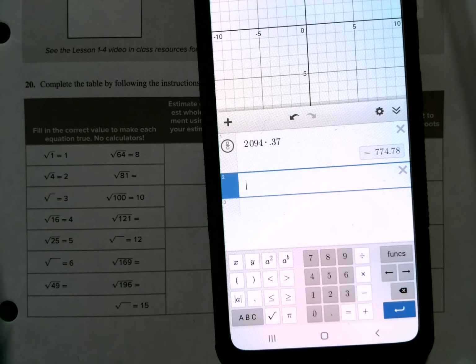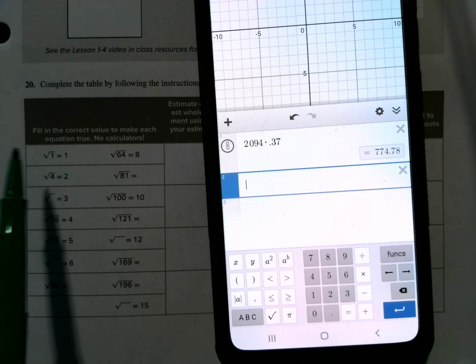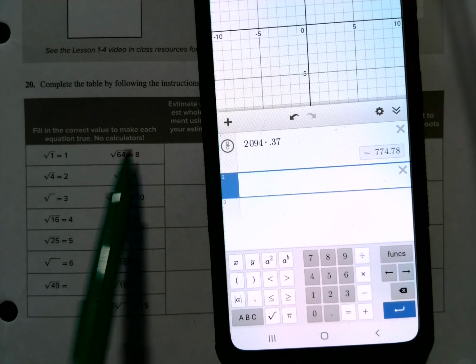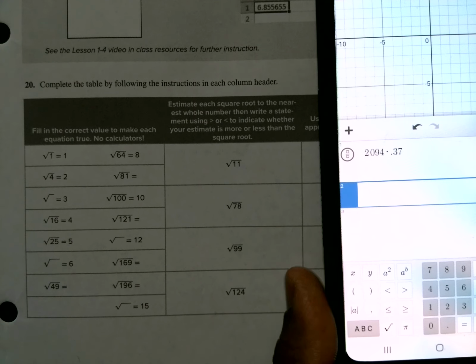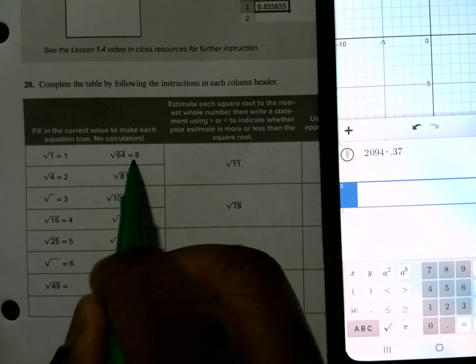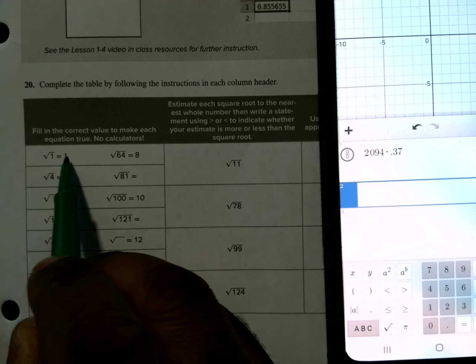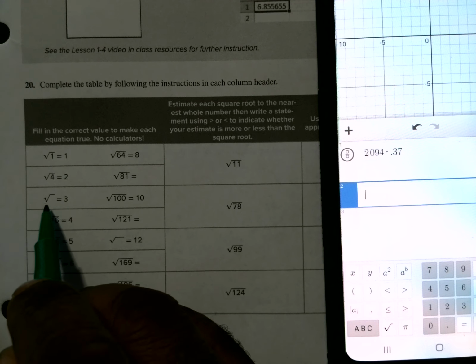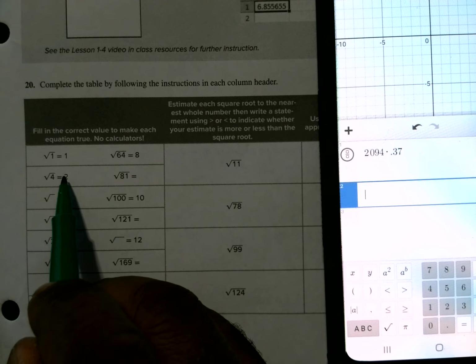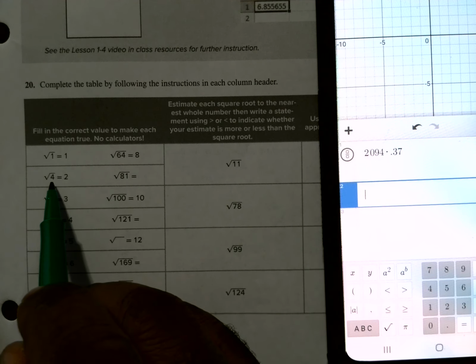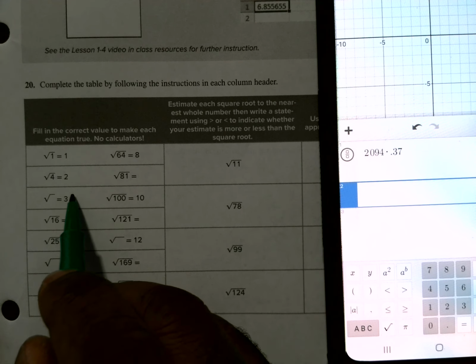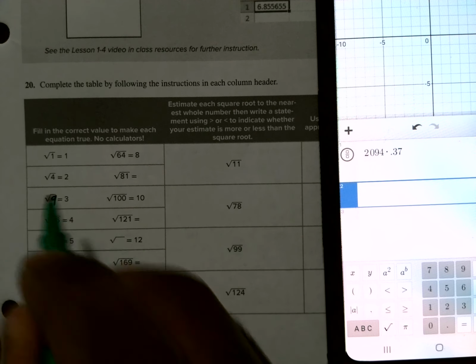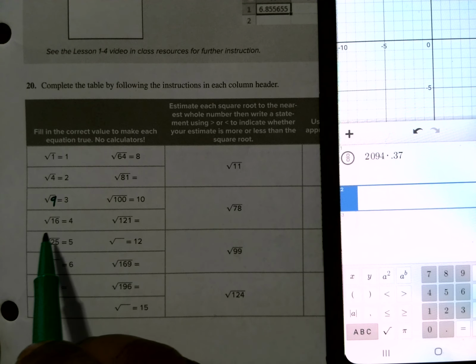keypad, and what they're asking you for problem number 20, it says fill in the correct value to make each equation true, and it says no calculators. So let's do this first. Square root of 1 is 1, square root of 4 is 2, and we ask ourselves the square root of what is 3. If you take 2 to the second power, that gives you 4. So 3 to the second power will give you 9. So the square root of 9 is 3.